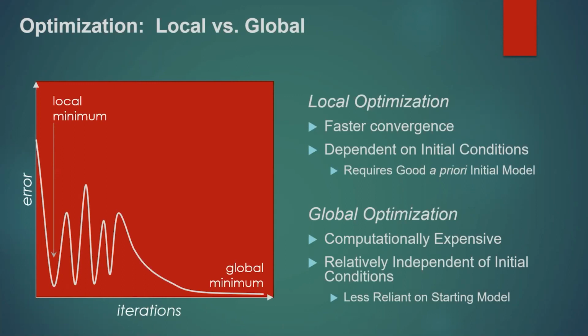Global optimization, in contrast, includes some statistical tests that occasionally will reject an acceptable model near the local minimum in favor of one with a higher error. So in this manner, the algorithm is less dependent on the initial model because it can escape local minima to converge to a more robust solution based on evaluation of the entire solution range. And that's what we call the global minimum.